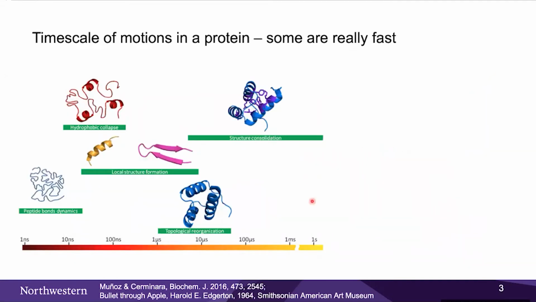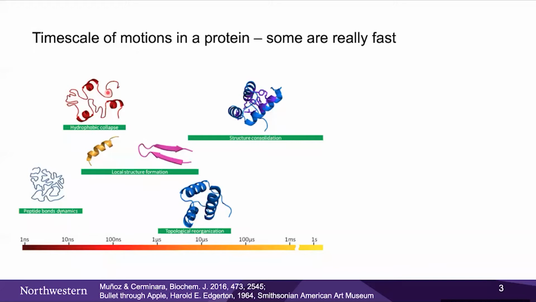So we know that there are larger protein reorganizations, such as structure consolidation and sometimes the reorganization of the topological structure. They can be fairly slow. Sometimes you can use, say, rapid mixing to track these processes, but there are fast processes such as local structure formation, especially the alpha helix, that can form really fast. As you can see, the time scale is down to about 100 nanoseconds. And there are also hydrophobic collapses, which are sometimes the first steps of the protein folding process.